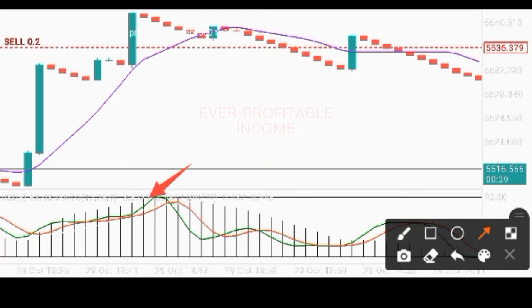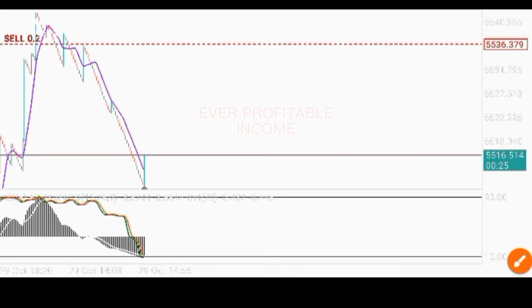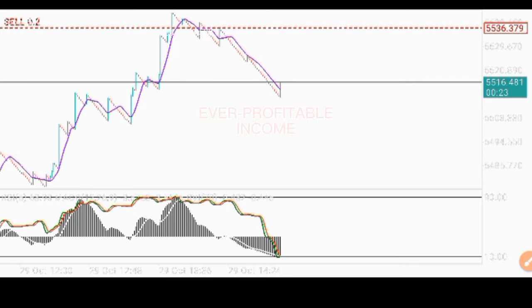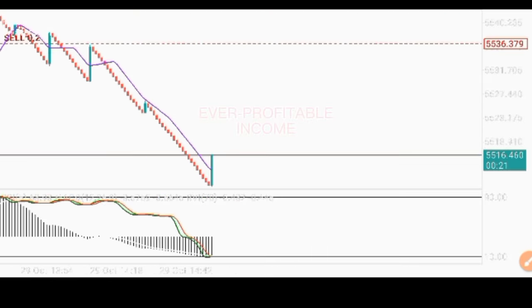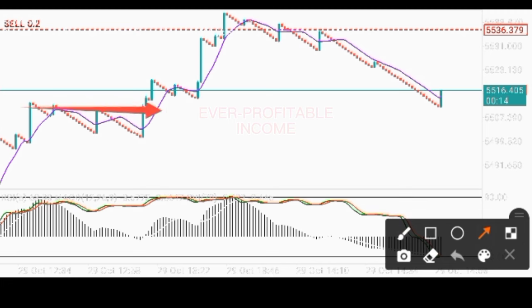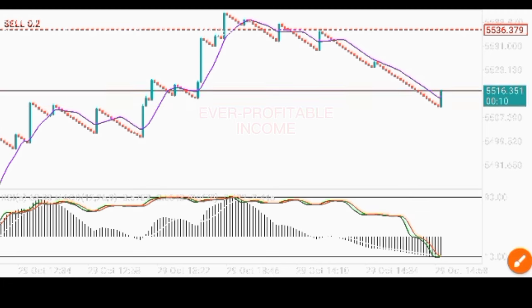We just got a spike. Now let me show you. I told you we're going to get a spike at that point. Can you see that? At that breaker block point, can you see that? We got a spike, just like I told you. So it's good you understand your charts.